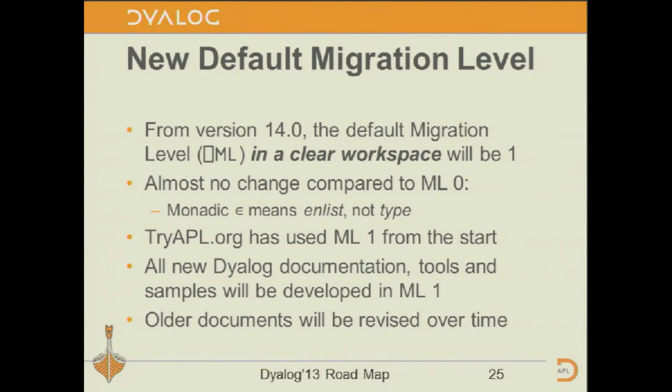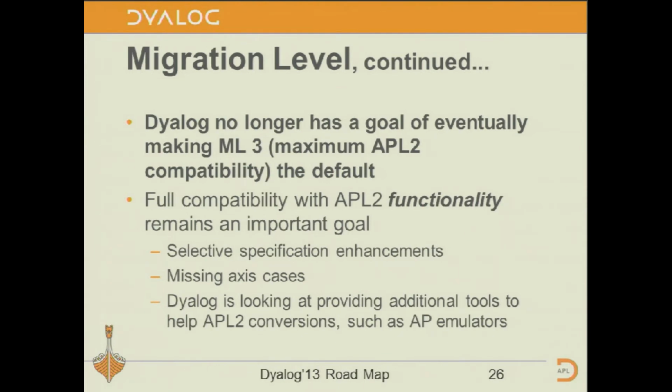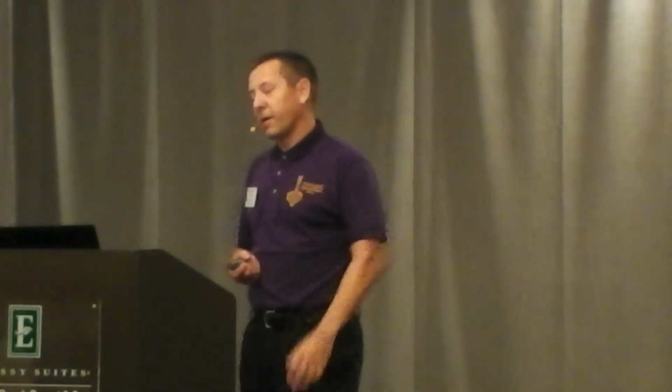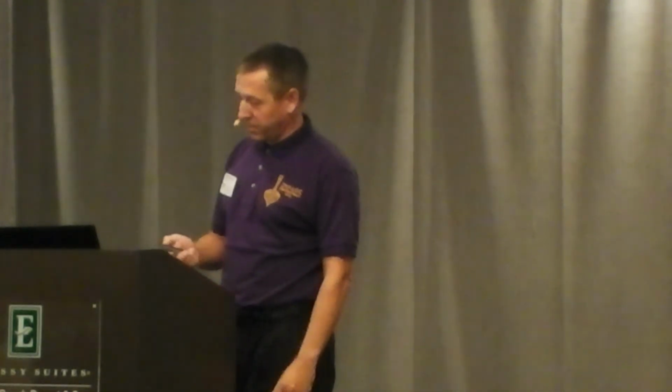So we no longer have a goal of eventually making migration level 3, full APL2 compatibility, the default. That's been in our manual since 1980. Well, since the beginning of time, where Dyalog released their first version, having read the IBM documentation, and then had IBM release APL2 with some of the features slightly changed a few months later. And that was the origin of the migration level thing. And we're still fighting it.